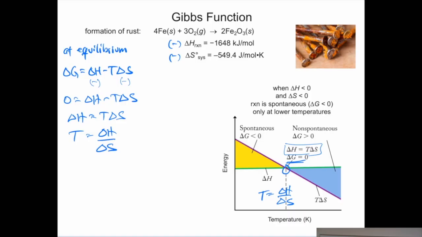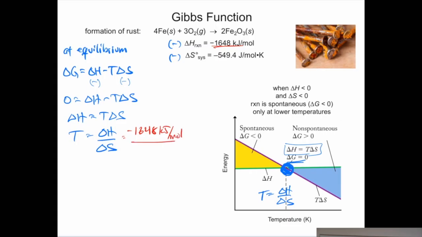It's going to be this temperature right here on this graph. It's going to be that temperature where above it or below it, it's going to switch from being spontaneous to non-spontaneous, just like we showed with the ice example. So now we just plug it in. What's delta H? It's right here. Delta H is negative 1648 kilojoules per mole.